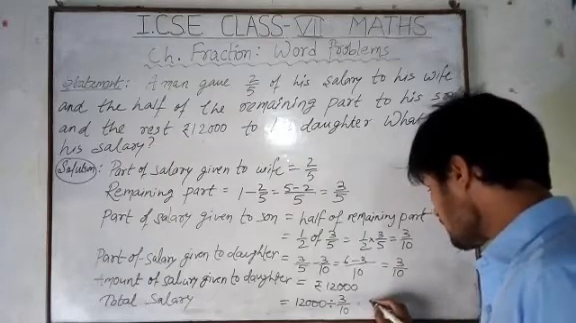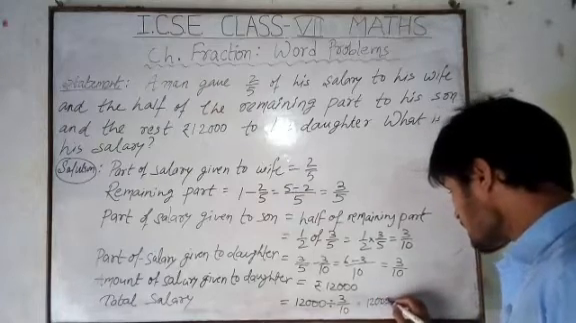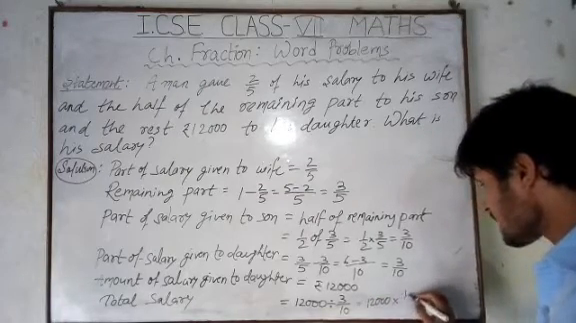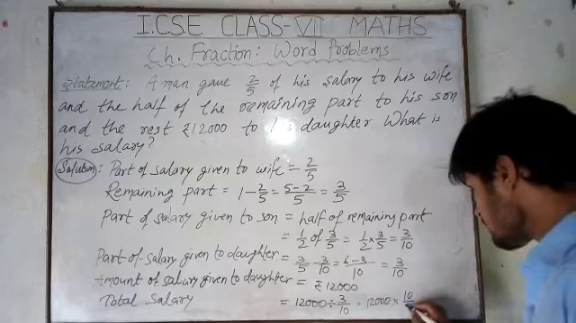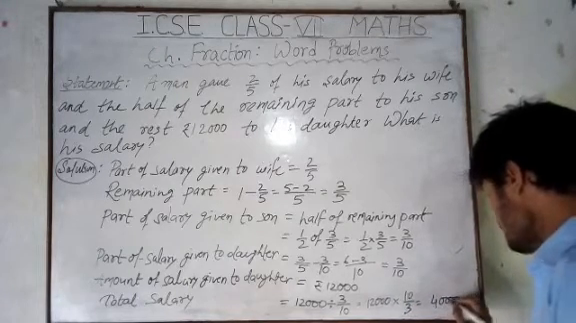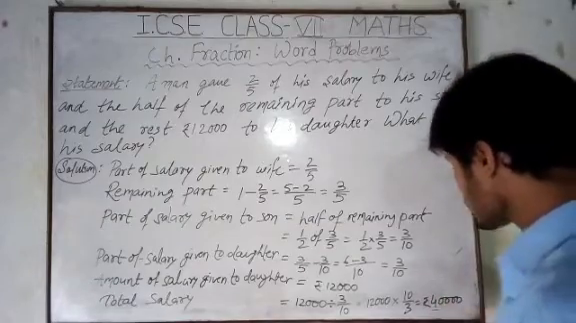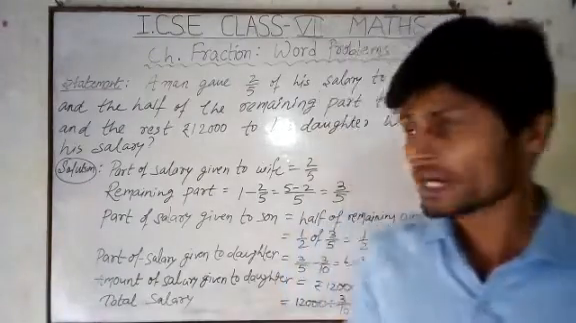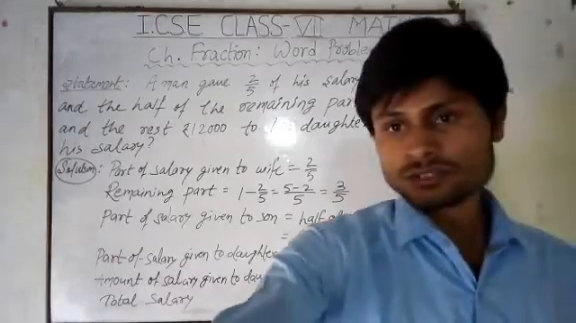After that, we know how to calculate this. We simply change the division sign into a multiplication sign and take the reciprocal, 10 by 3. So now we will get 40,000 as the salary. So this 40,000 is the salary of the man. So this is our answer for this question.